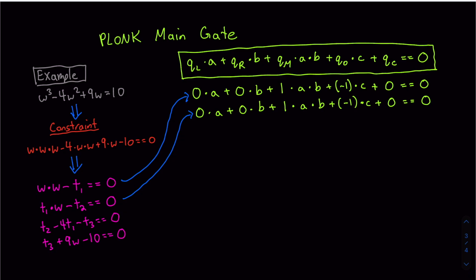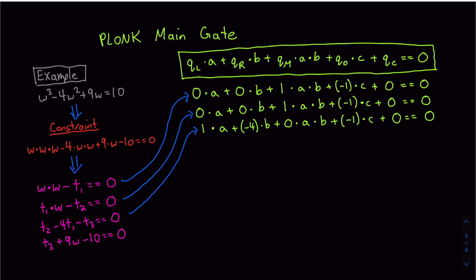Now for the third constraint. This one has no multiplication between variables. It's purely linear. The variables are t2, t1, and t3, which we represent with a, b, and c. Here the selector coefficients are ql is 1, qr is negative 4, and qo is negative 1, with the other q's being 0. Notice that qm is 0 because there is no multiplication between variables.